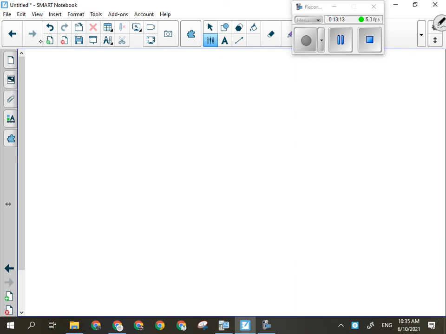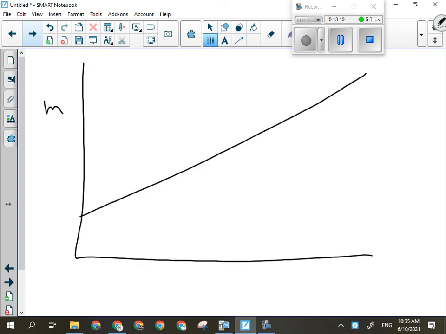Another thing you could be asked. I give you a position versus time graph that is a linear function, and I give you the equation for that line. Y equals 5.2 times x plus 15.7. What's the velocity? 5.2 meters per second.